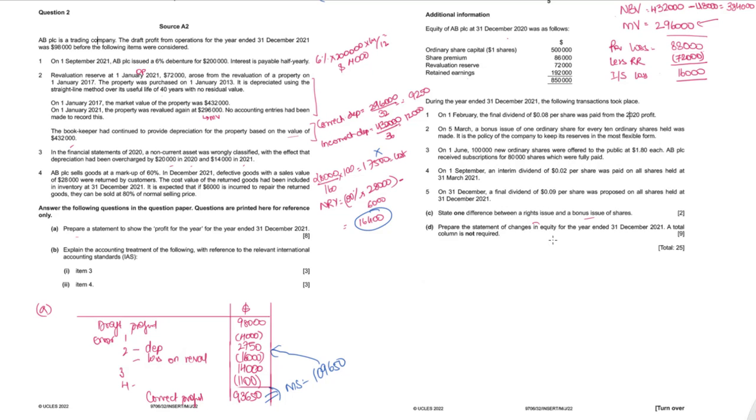It's very easy. In rights issue, you receive fresh capital in the form of money, which can be used in the business. But in bonus issue, no money is received, no cash is received. It is just a conversion of reserves into share capital. Then prepare a statement of changes in equity. A total column is not required. So let's quickly do that.